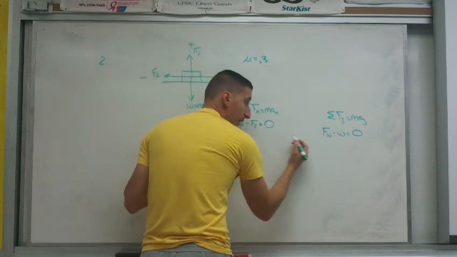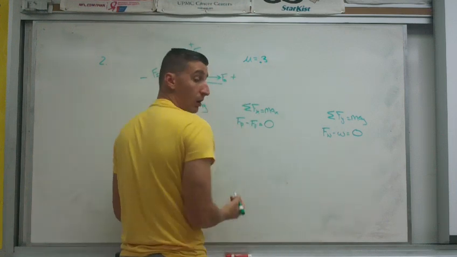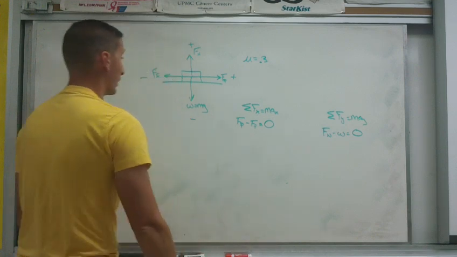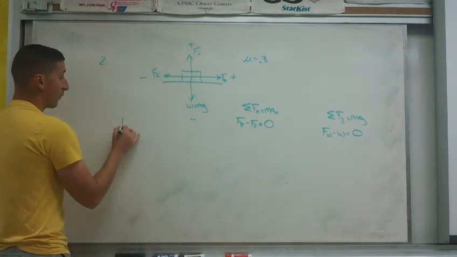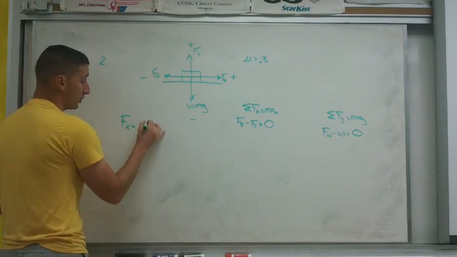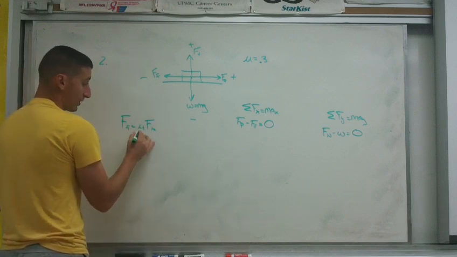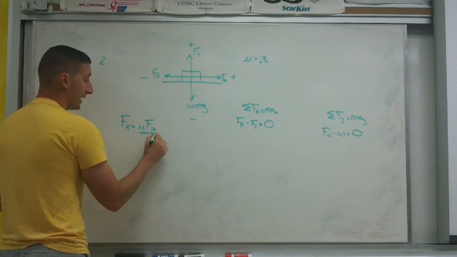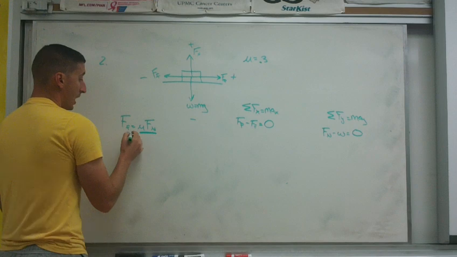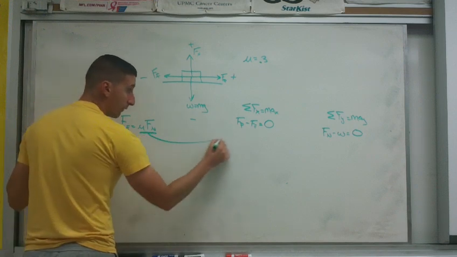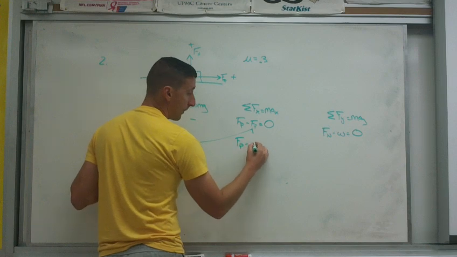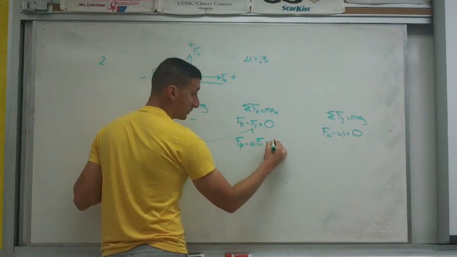Do you see mu in any of these equations? No. So what we have to do is get mu into the equation so we can solve for it. Well, what we do know is that force of friction is equal to mu Fn, the coefficient of friction times the normal force. All right? So because Ff equals that, I'm going to plug in for Ff. So I got Fp minus mu Fn equals 0.